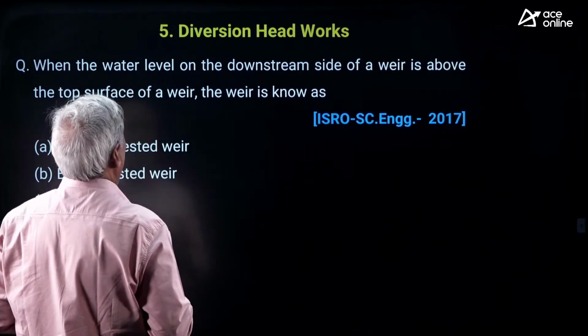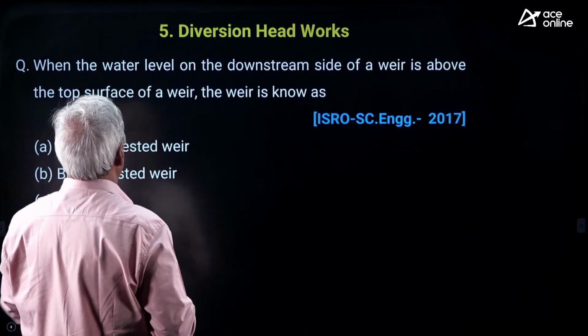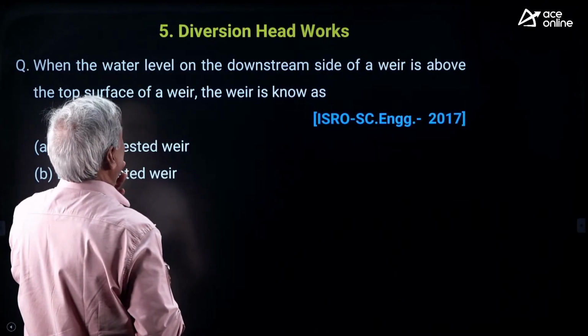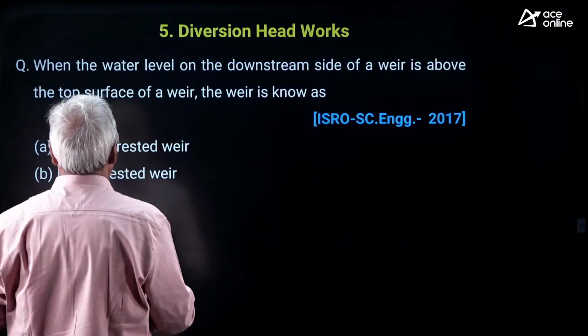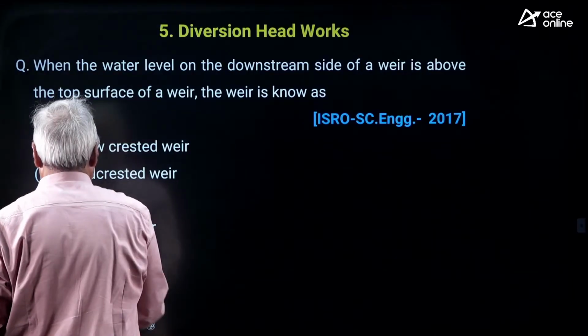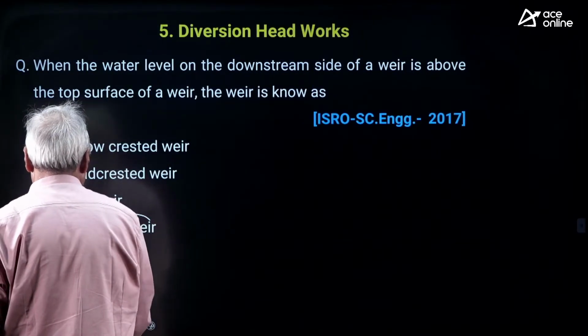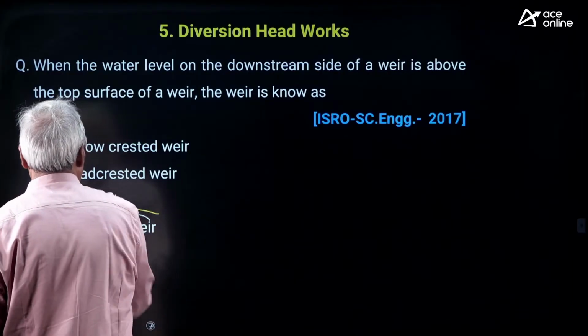When the water level on the downstream side of the weir is above the top surface of the weir, then it is called a submerged weir. Submerged weir is the answer for that.